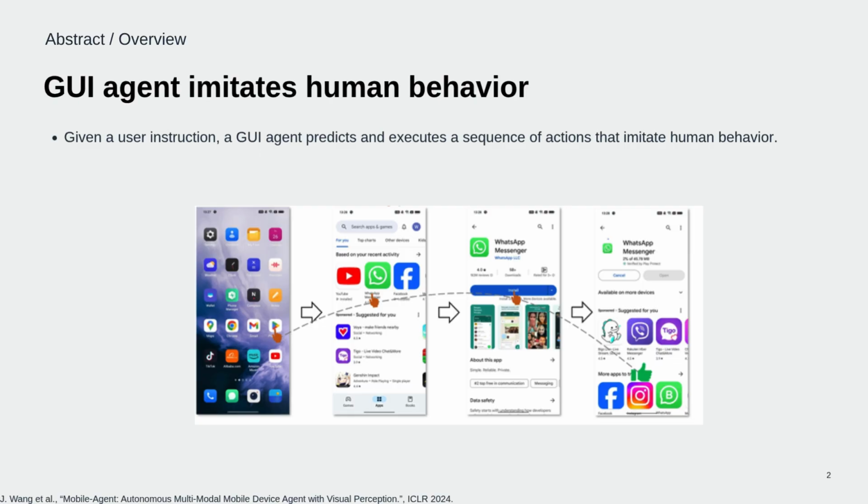Today I'm going to deal with the mobile environment, the GUI agents. GUI agents basically imitate human behavior. Given a user instruction, a GUI agent predicts and executes a sequence of actions that imitate human behavior. These figures illustrate one good example: when users say install WhatsApp on Play Store, the GUI agent sequentially predicts an action until it finishes the whole task.